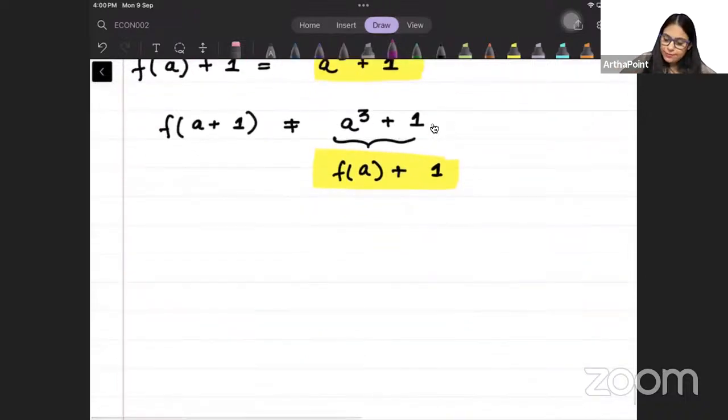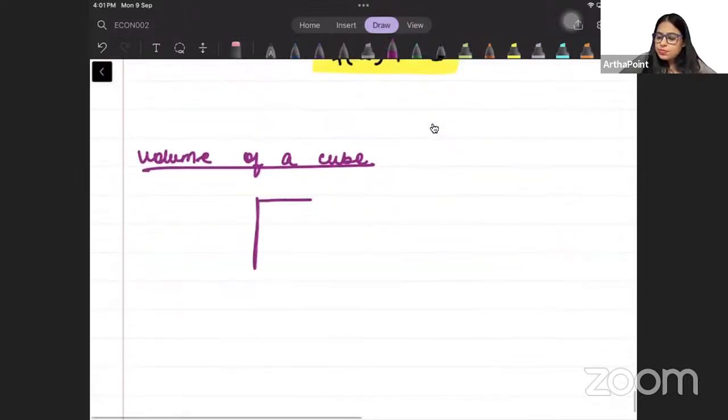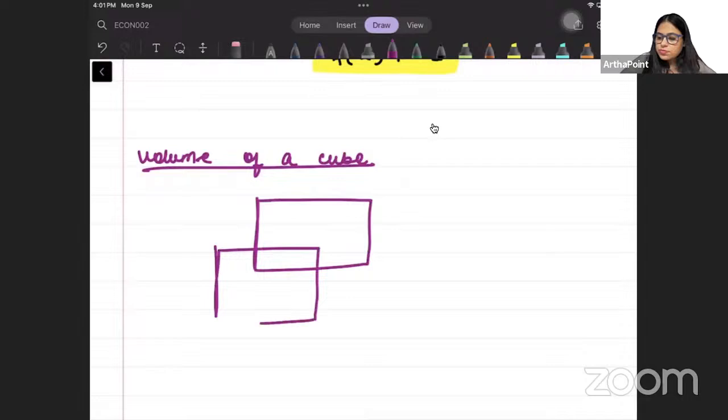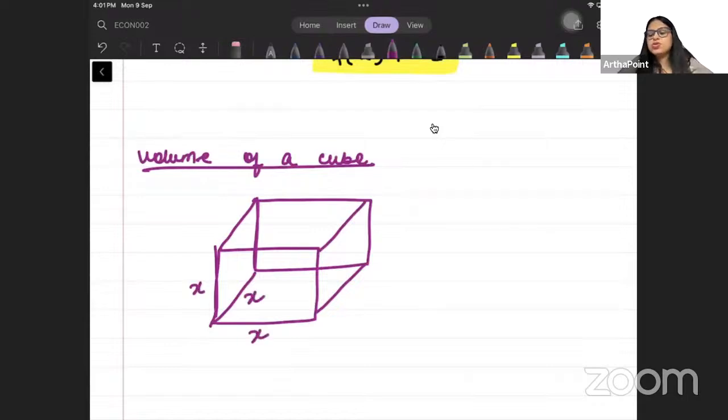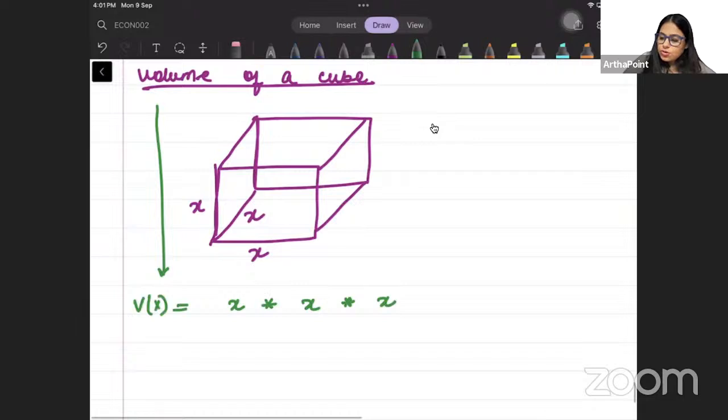Acha, now try to understand another thing. Suppose I ask you, beta, find the volume of a cube. This is a cube. Length, breadth, height equal. Length is also x, breadth is also x, and height is also x. तो अगर हम volume of cube निकालें, it will be length into breadth into height. That means the volume of cube can be written as x cube.